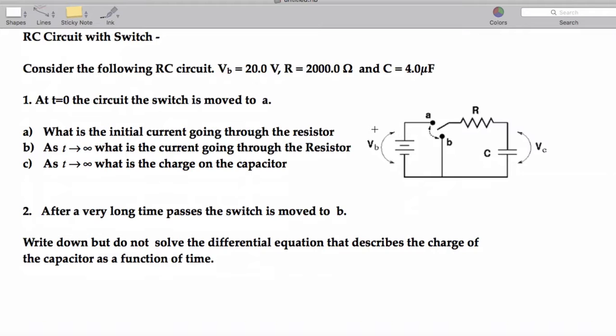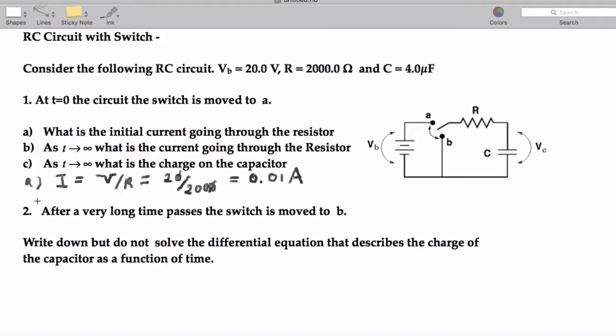Again, just to be clear, at time equals 0 on this first circuit, if we switch the switch to A, the current going through the resistor initially is just going to be the voltage divided by that resistance, since the capacitor acts as a wire at time equals 0. So that's just going to be 20 divided by 2000, which is going to be 0.01 amps.